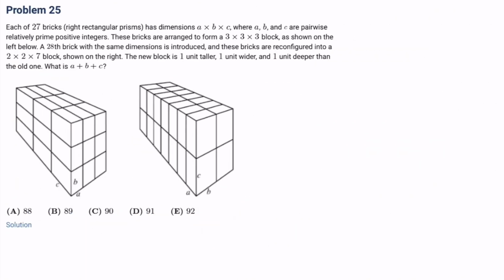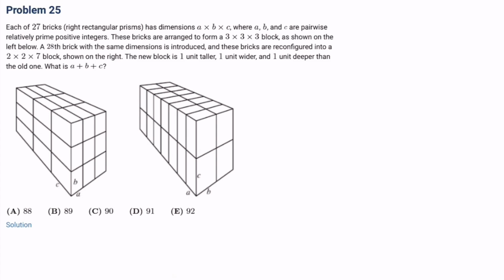Last problem, number 25. Each of 27 bricks of right rectangular prisms has dimensions A by B by C, where A, B, and C are pairwise relatively prime positive integers. These bricks are arranged to form a 3 by 3 by 3 block as shown on the left below. A 28th brick with the same dimensions is introduced, and these bricks are reconfigured into a 2 by 2 by 7 block shown on the right. The new block is 1 unit taller, 1 unit wider, and 1 unit deeper than the old one. What is A plus B plus C?